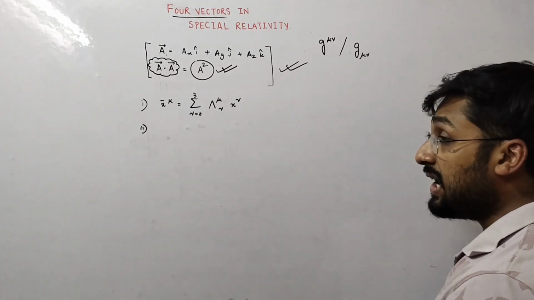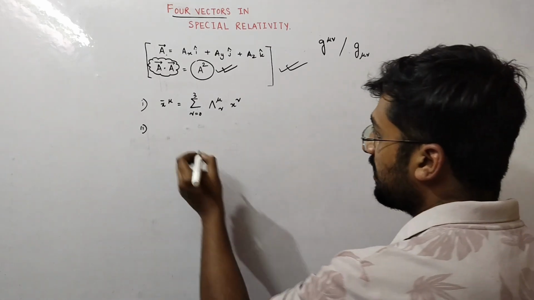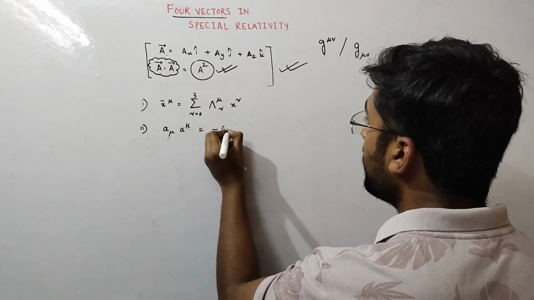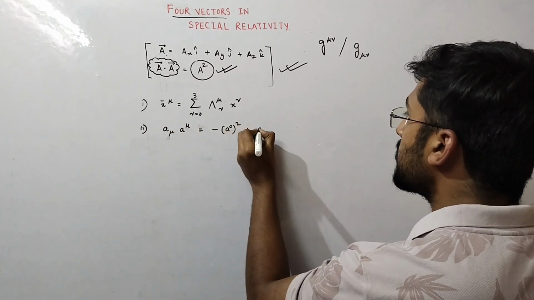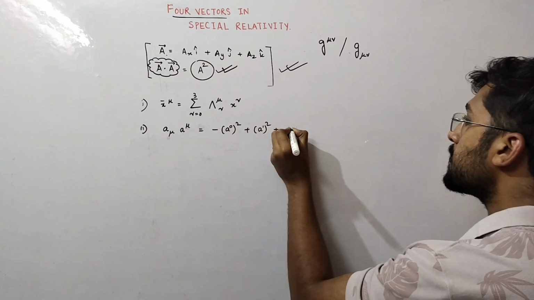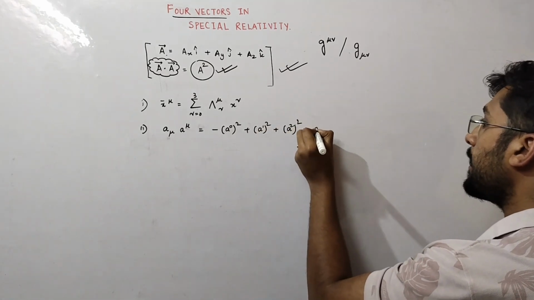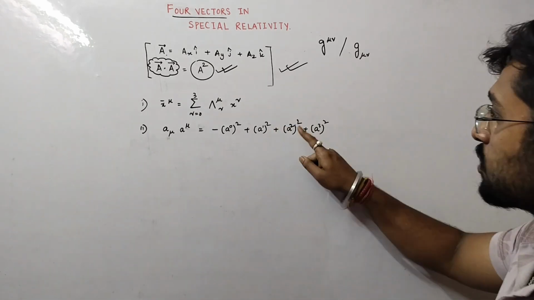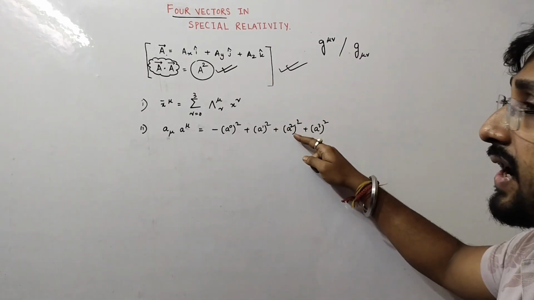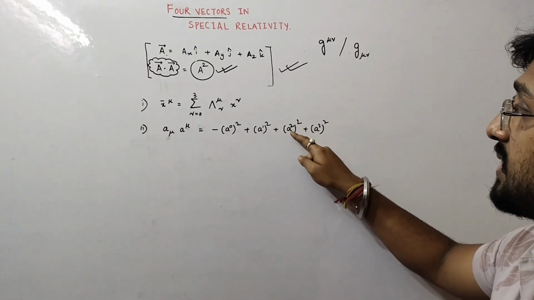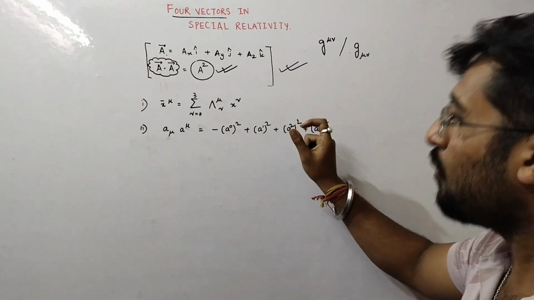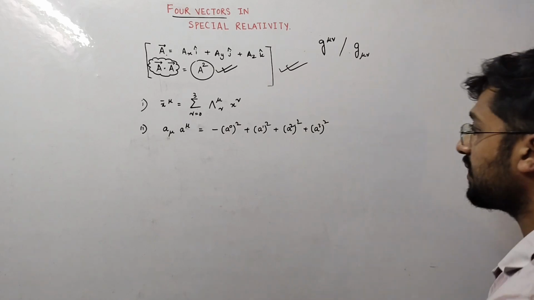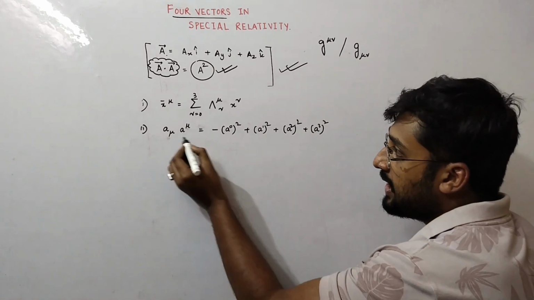Now the inner product of any 4-vector can be written as a mu a mu equal to minus a0 square plus a1 square plus a2 square plus a3 square. Listen carefully, this is not the whole square of a; do not write a to the power 4 in the exam. This is a2, that means the y component of the a vector, or whatever it may be.